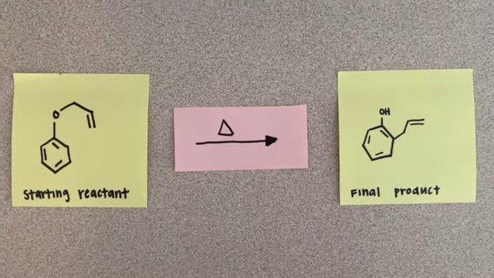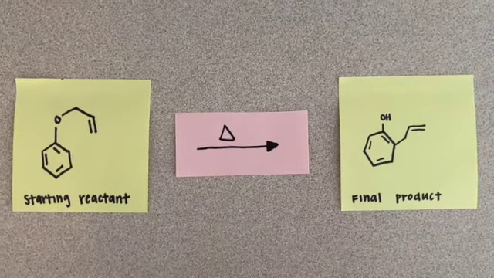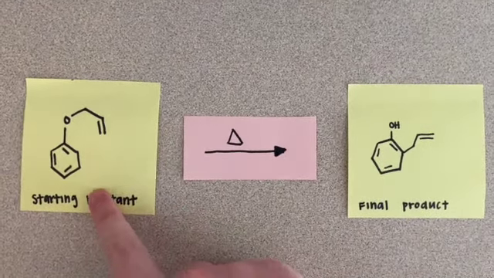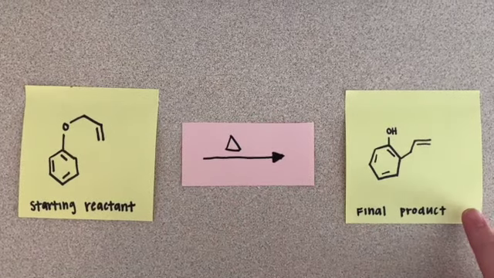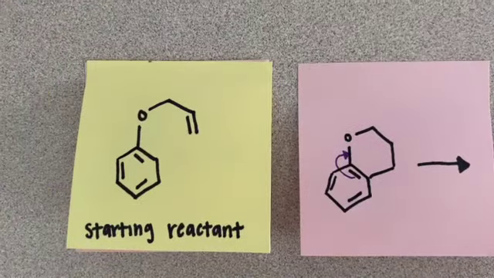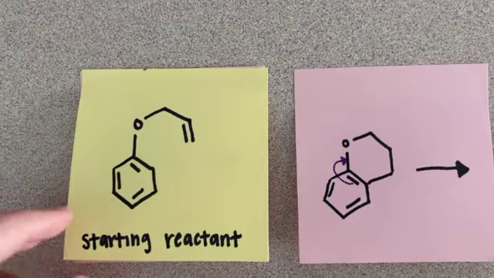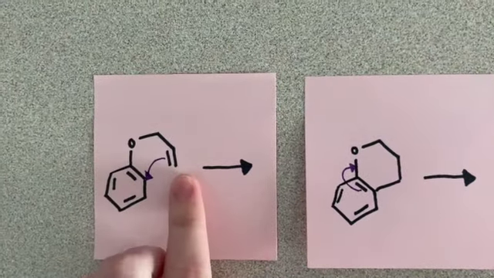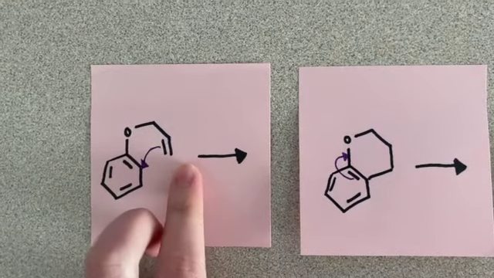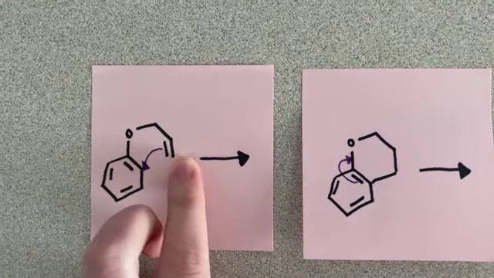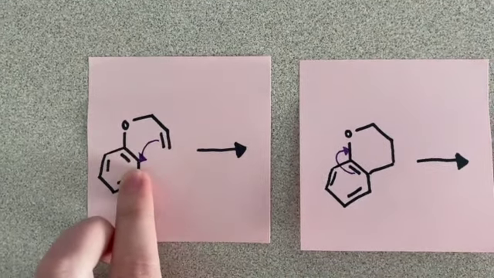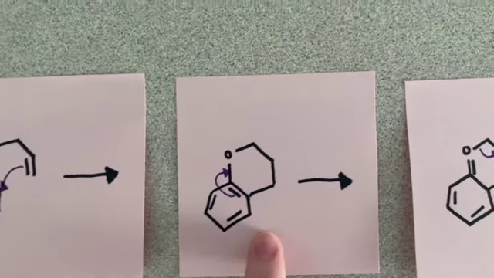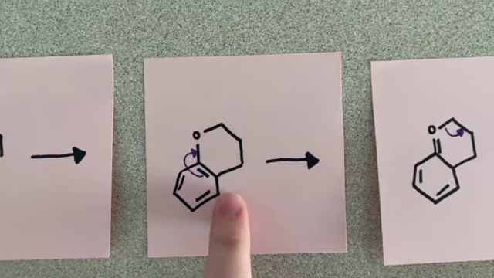This is the Claisen rearrangement, and here I have the starting reactant, then heat, and our final product. Here is our starting reactant, and from there, to start the mechanism, this double bond carbon here is going to swing down to the carbon in this ring, and then it will form two cyclic rings.